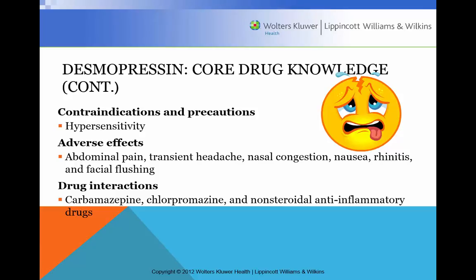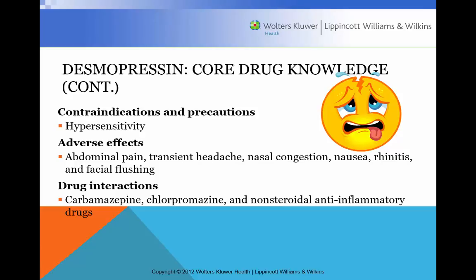Your adverse effects: abdominal pain, a transient headache, nasal congestion, nausea, rhinitis, and facial flushing. Most adverse effects of desmopressin are mediated through the V1 receptor, acting on vascular and GI smooth muscle. Adverse reactions are mild and infrequent, and are often resolved when the dose is reduced. The mild abdominal pain and cramping, transient headache, nasal congestion, nausea, rhinitis, and facial flushing are reactions for intranasal and parenteral administration.